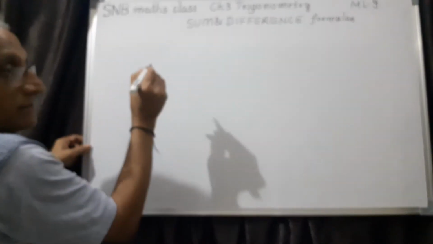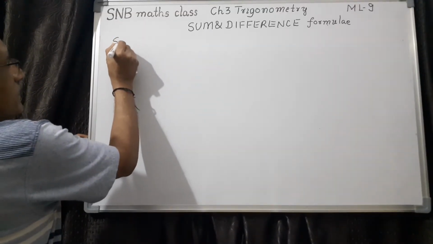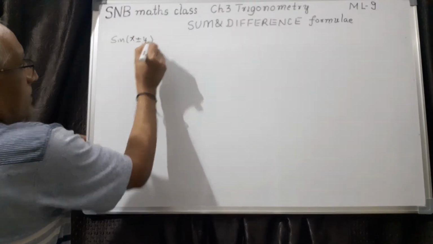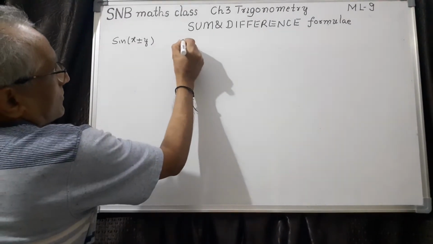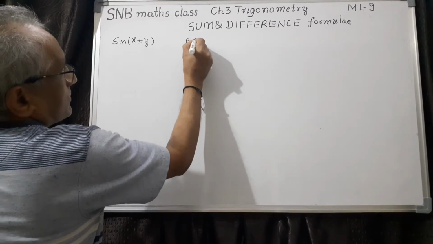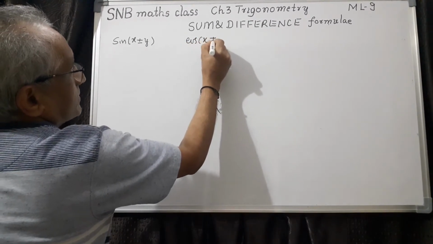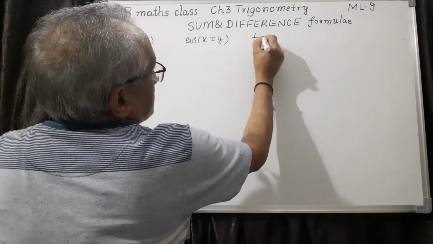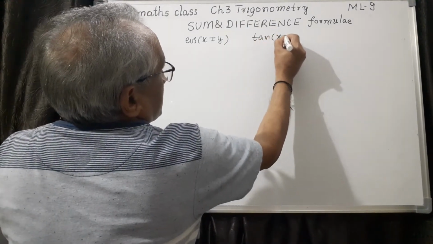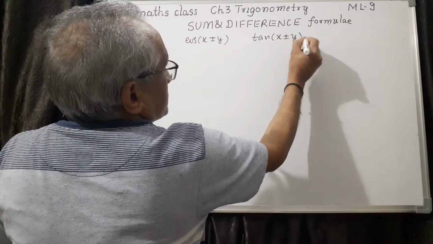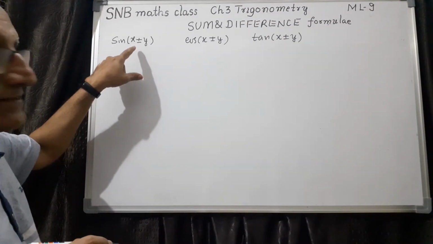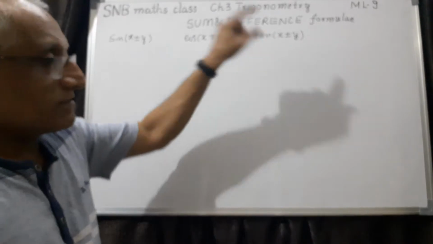So last class what we have done is sine of x plus or minus y, and then cos of x plus or minus y, and the next one is tan of x plus or minus y. So these are the three sets of formula we have studied. If you remember, the plus, minus is not difficult, just interchanging. Here also same thing, here also same thing.